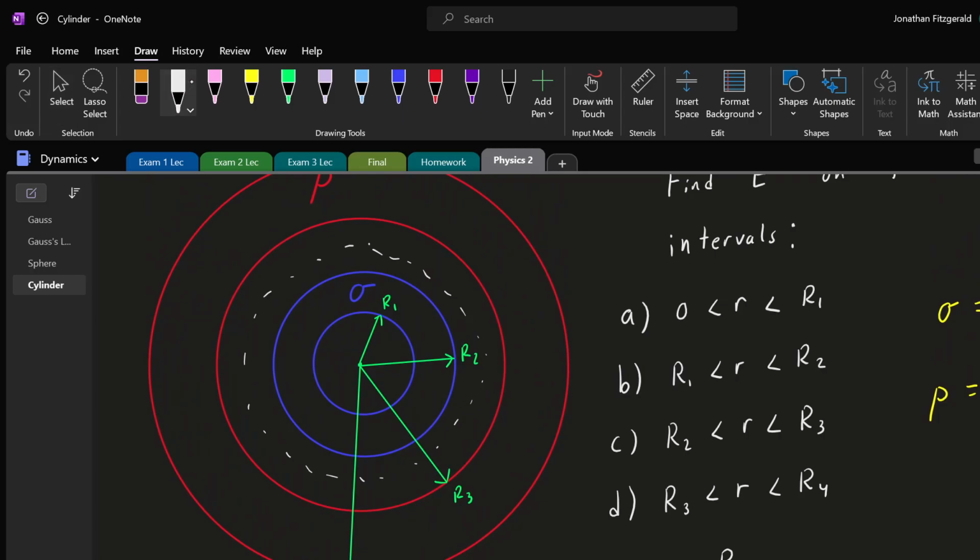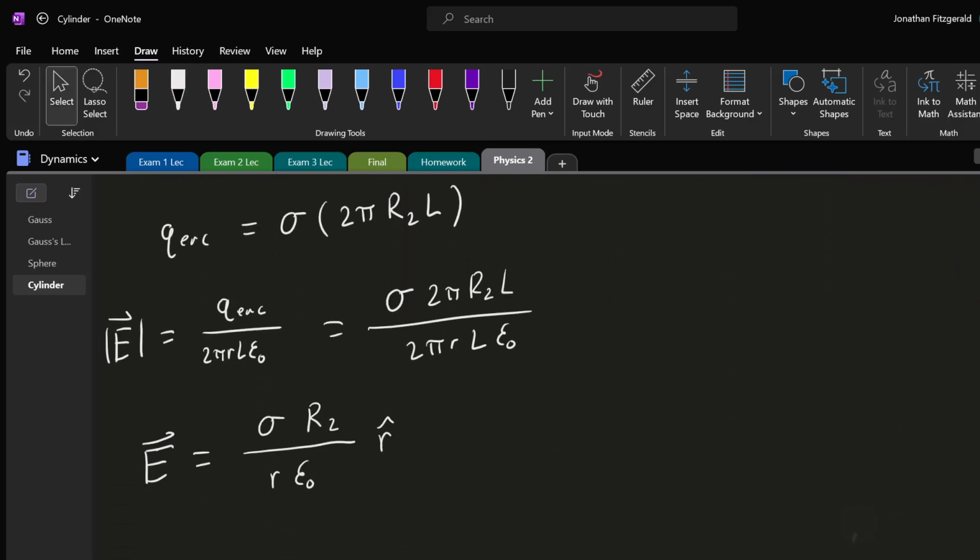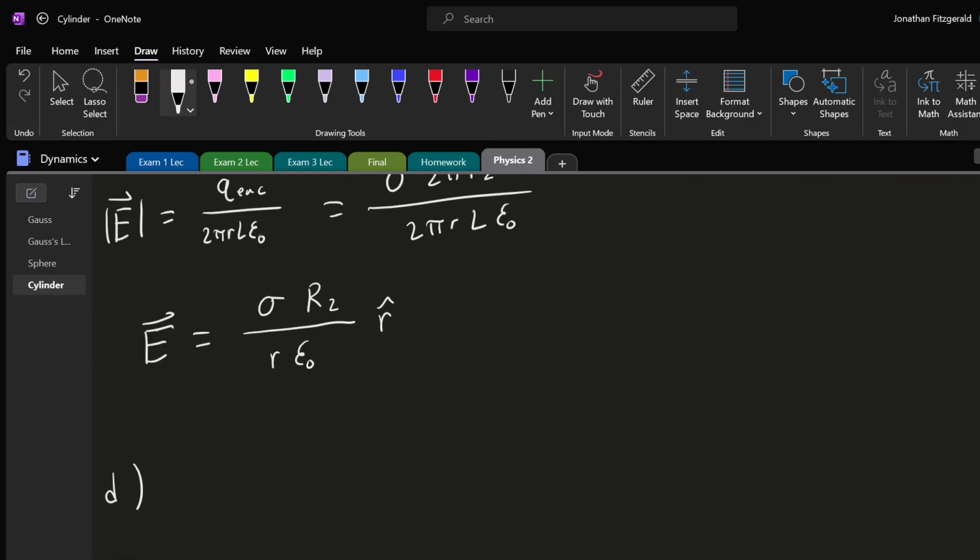Now, in this case, our Gaussian surface, our Gaussian cylinder, has a radius anywhere between R3 and R4. So we're going to write an equation that represents the electric field of the Gaussian cylinder at any radius on this interval. So now again, we're finding our charge enclosed as always.